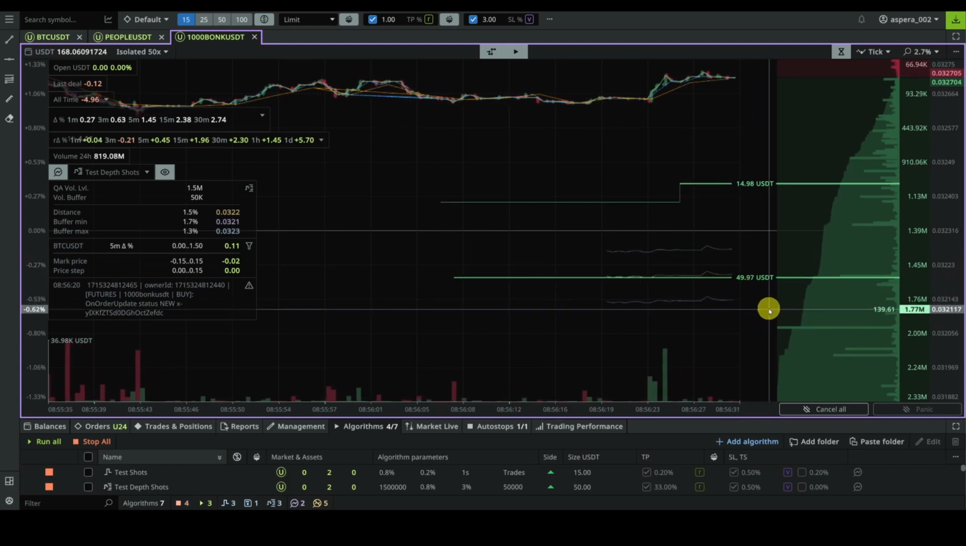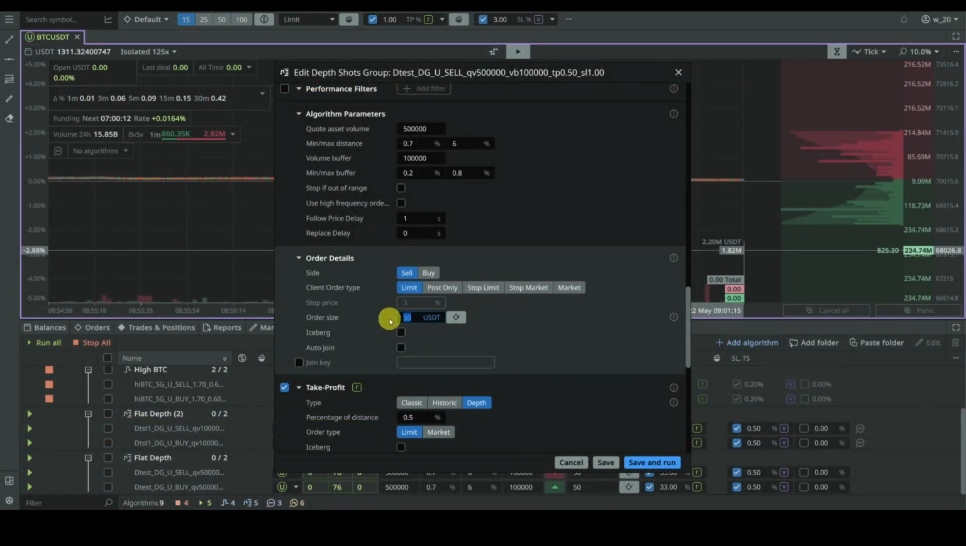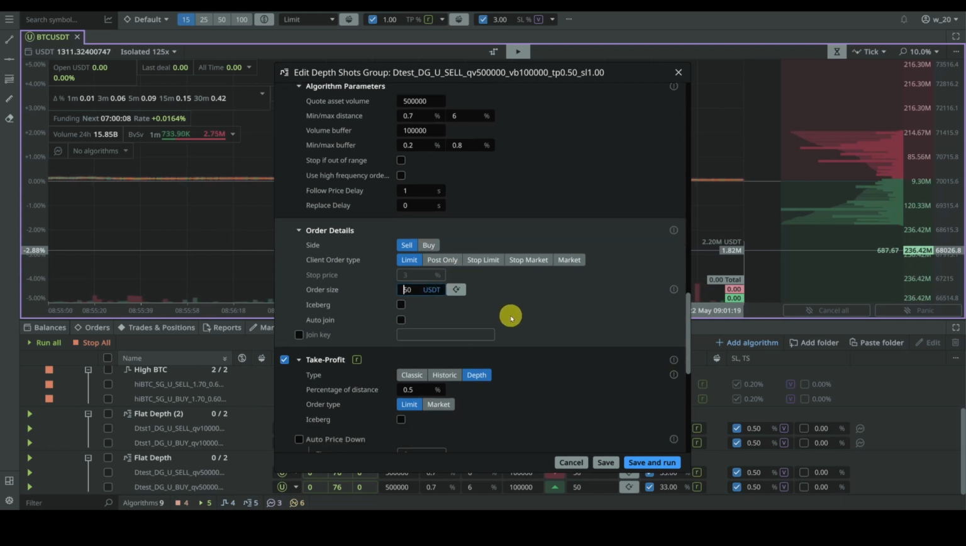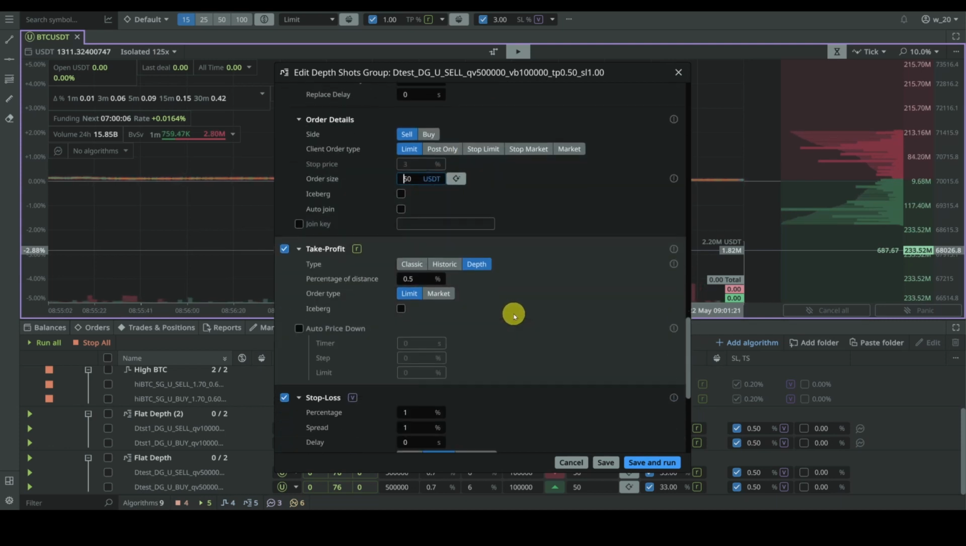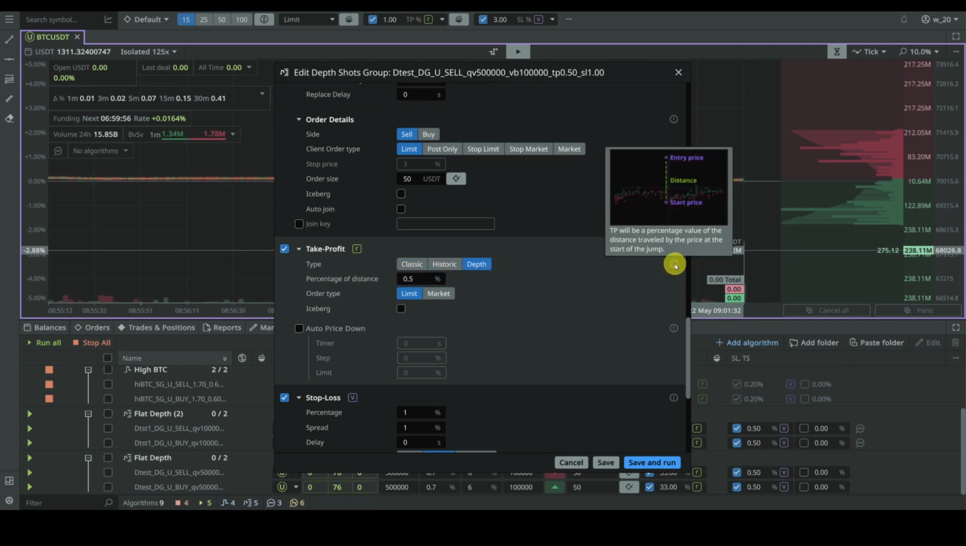The order size was real at 50 USDT for starters. I didn't know at all what to expect. There are some cool and different things about the take profit setup. You can set it either as a fixed value, same as with regular shots, or as a variable value depending on the actual distance where the position was opened.